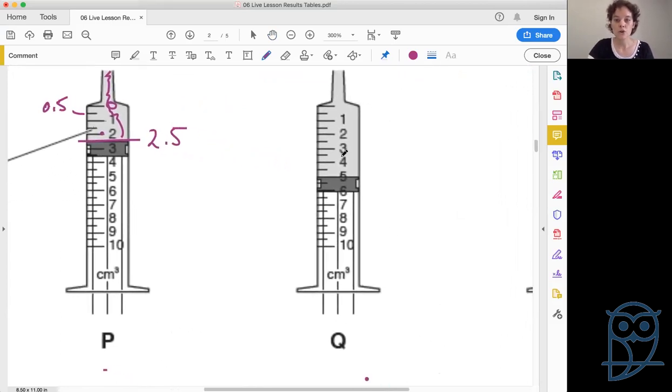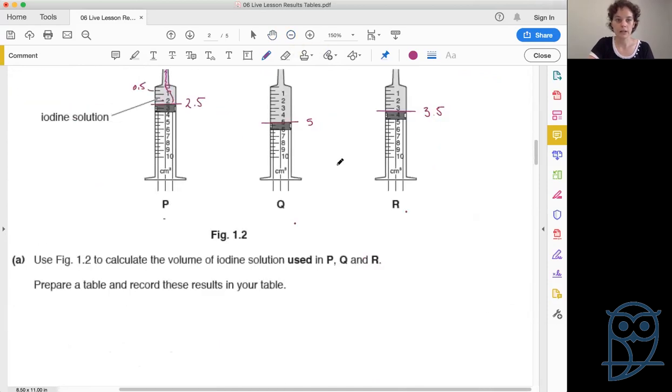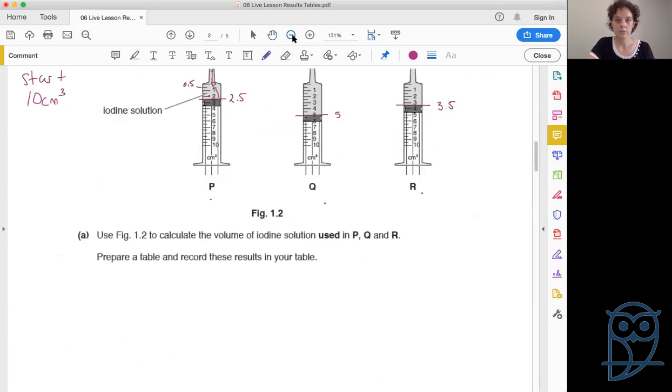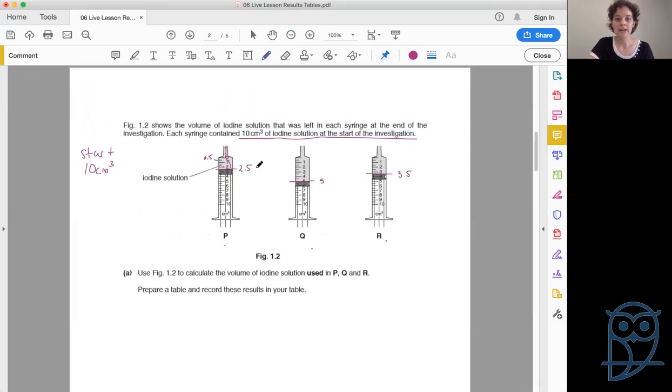Okay, let's do the same thing for Q. Okay, we can see 4.5. Here we are, changing to 5. So we've got 5 left here in gray. And if we then go look at R, we can do the same thing, 1, 2, 3, and there's the end of the iodine at 3.5 centimeters cubed. So zooming back out again, for a more comfortable level to write at, we started at 10, we're left with 2.5.